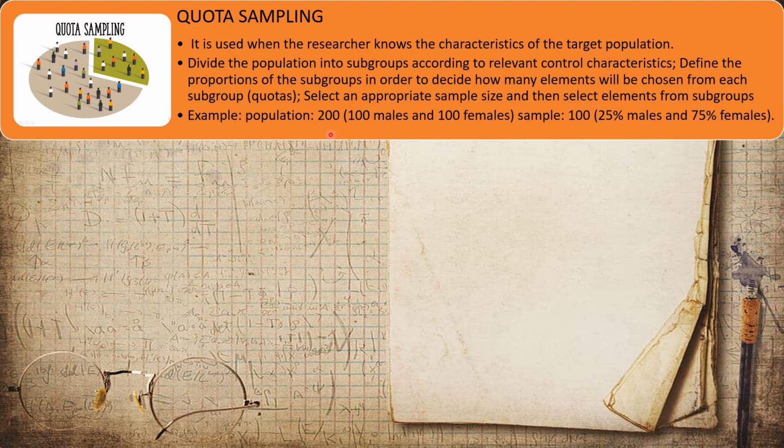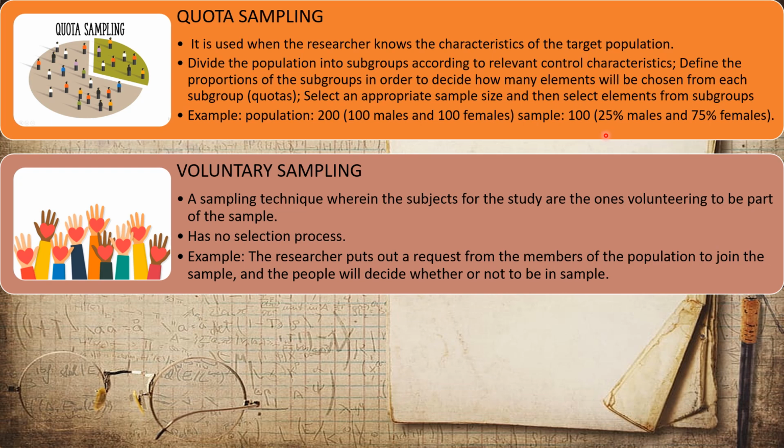Example, you have a total population of 200. It consists of 100 males and 100 females. And then you only need to have 100 samples. And then you decide to have 25% males and 75% females.